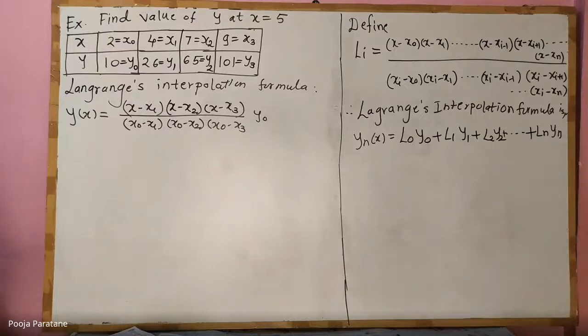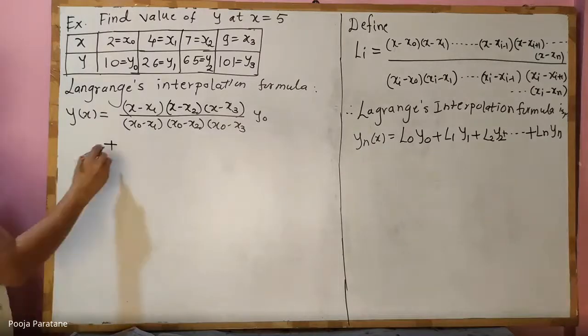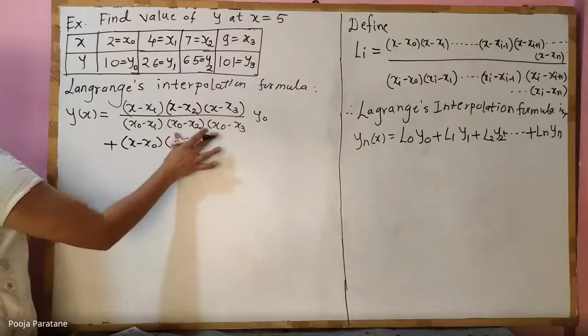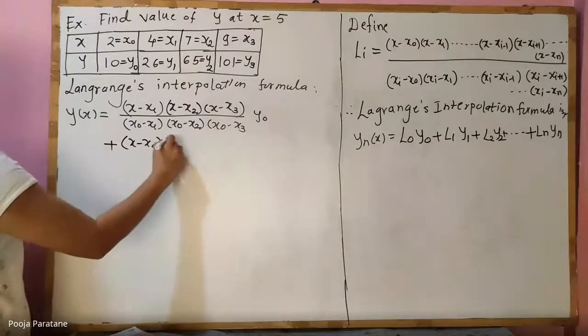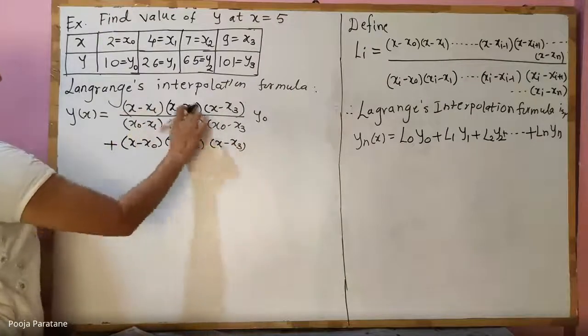Okay. No need to write down up to xn. Don't generalize it. Plus, the next term is related to y1. So x minus x0, x minus x1 will not be there. So it is x minus x2, x minus x3. So always three terms will be there.